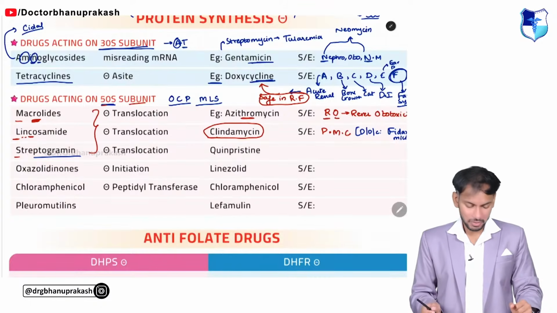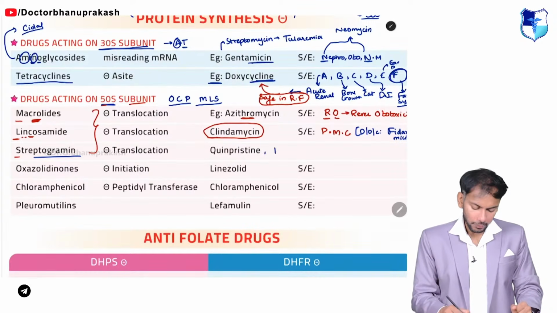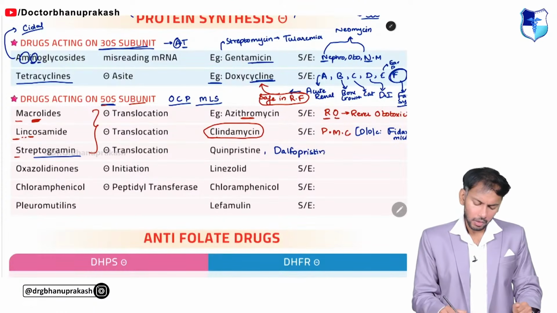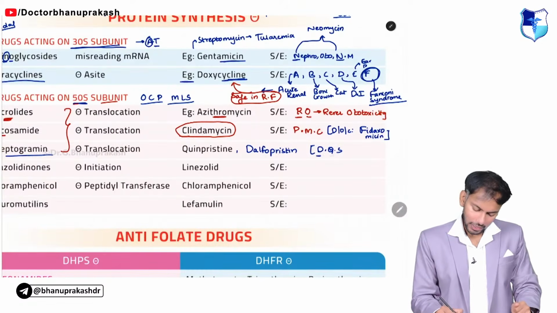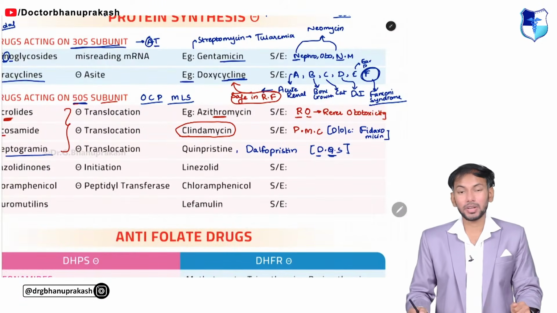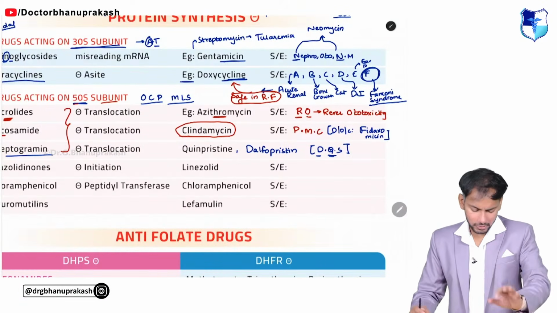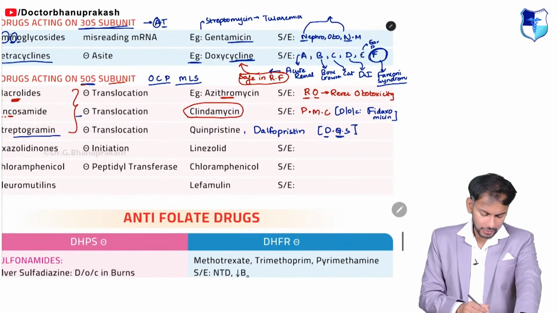Coming to streptogramins, we have two drugs, that is quinupristin and dalfopristin. How can you remember this? You can remember it with the easy mnemonic DQS. D for dalfopristin, Q for quinupristin, S for streptogramins. Yes, MLS is done. It is blocking the translocation.